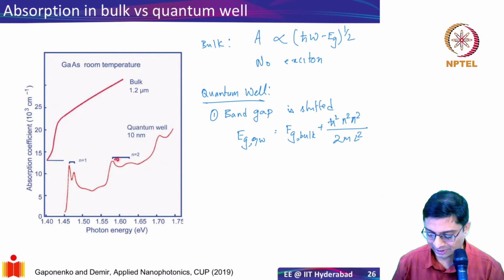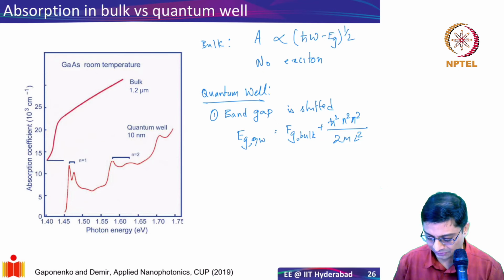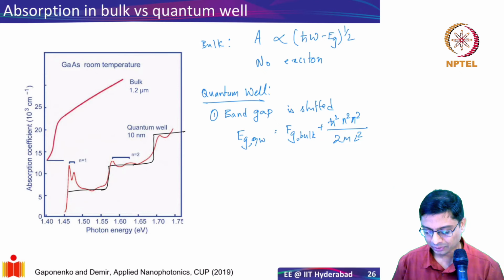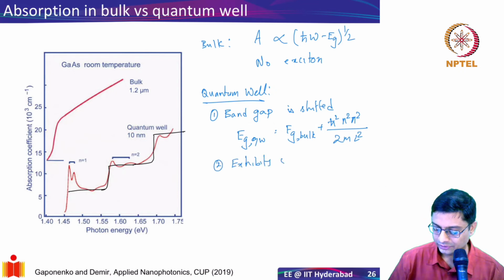And the moment n equal to 2, again, in the quantum well, there's a step again. Now we saw that the density of states exhibits a step function. Because of that, you'll see that the absorption also has a step like this, and then there is an absorption peak, and then there is an absorption peak, and so on. So basically, it exhibits step-like behavior. It is not a smooth function like what you saw in the bulk case. Okay. So this is also shifted. Plus second observation is it exhibits step-like behavior.